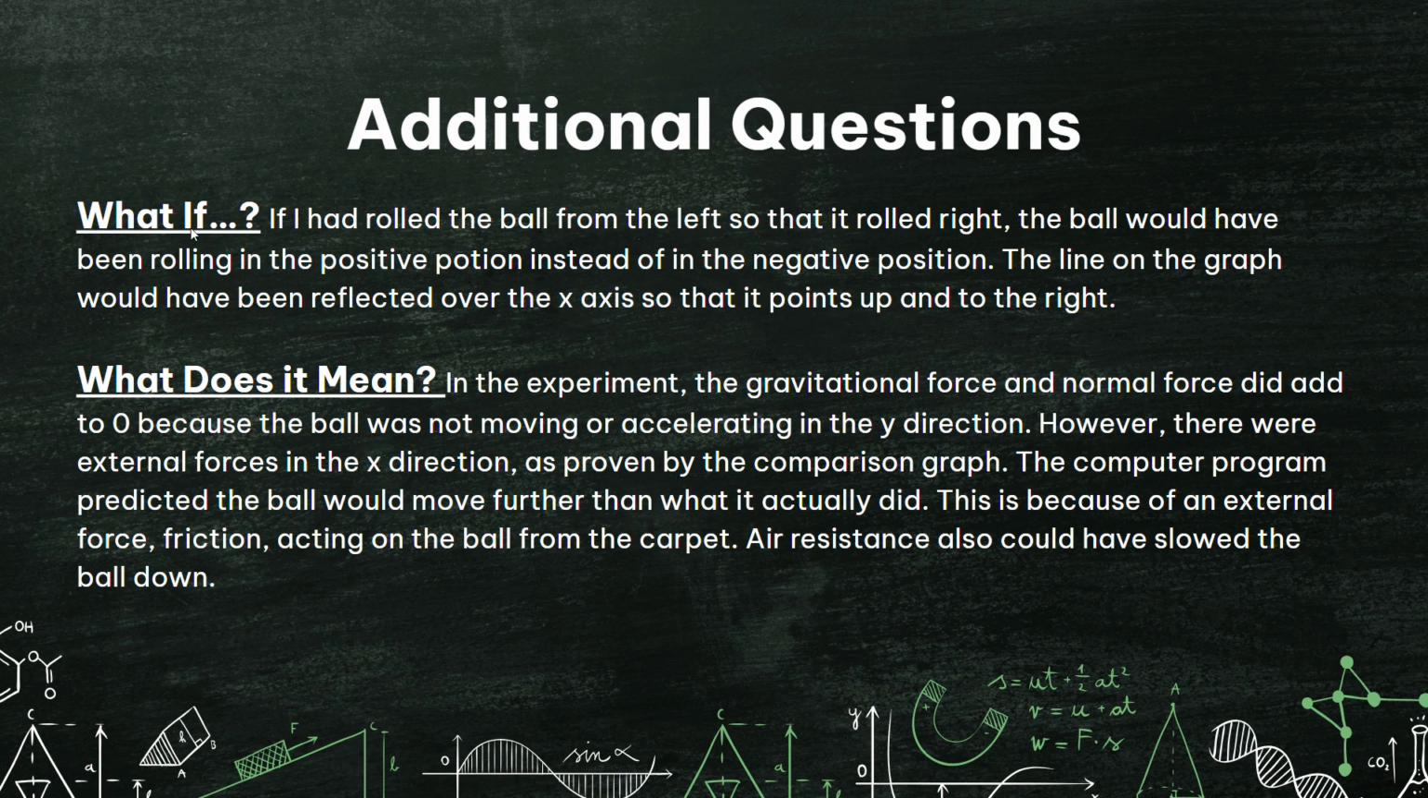For the additional questions: if I rolled the ball from left to right, then the position would have been in the positive direction, and the line would have been reflected over the x-axis so that it points up and to the right. In the experiment, the gravitational and normal force were equal to 0. However, the forces in the x direction were not, as proven by the comparison graph. There was friction, and there could have been air resistance, which slowed the ball down.